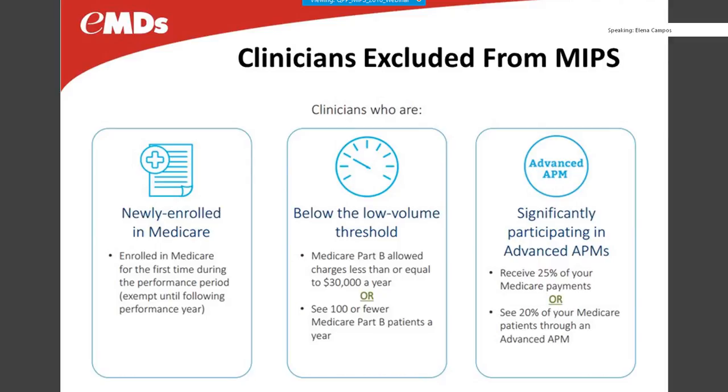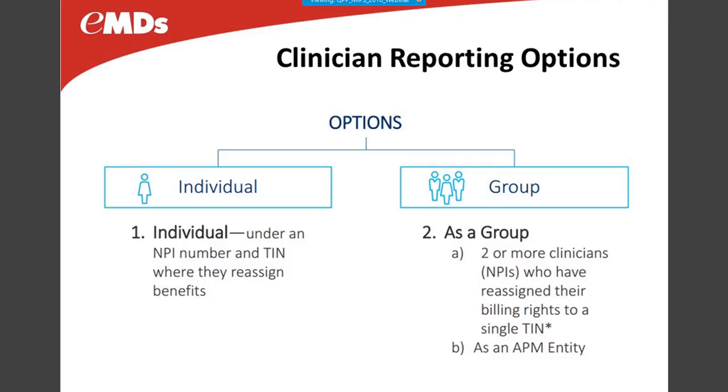There are a few exceptions. If a clinician is newly enrolled in Medicare, they are exempt. If they're below the low volume threshold, so seeing less than 100 Medicare patients or receiving less than $30,000 a year in Medicare Part B reimbursements, or if the clinician is involved with an advanced APM. So we'll talk about advanced APMs toward the end of the presentation to give you more details on that. There are 2 options for the MIPS program reporting. Clinicians can report as an individual, or they can report as a group.